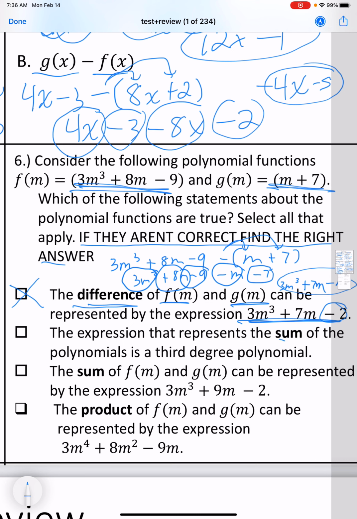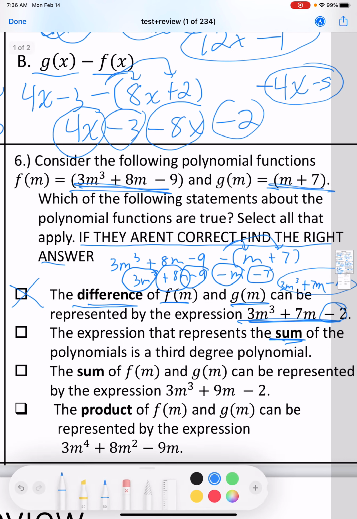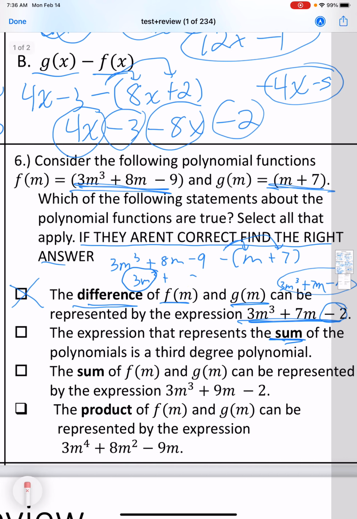Okay, this next one is asking about the sum. So that means we need to add those two things together. So I basically just change that minus sign to a plus. And then I start combining. 3m to the third power has no like terms, so we just bring it down. 8m plus m makes 9m, and then negative 9 plus 7 makes negative 2. This one looks like it is correct.